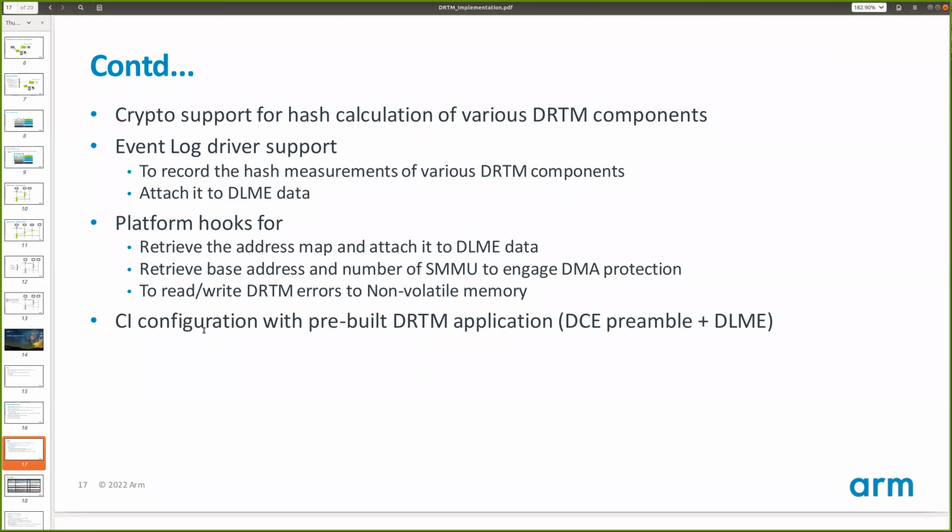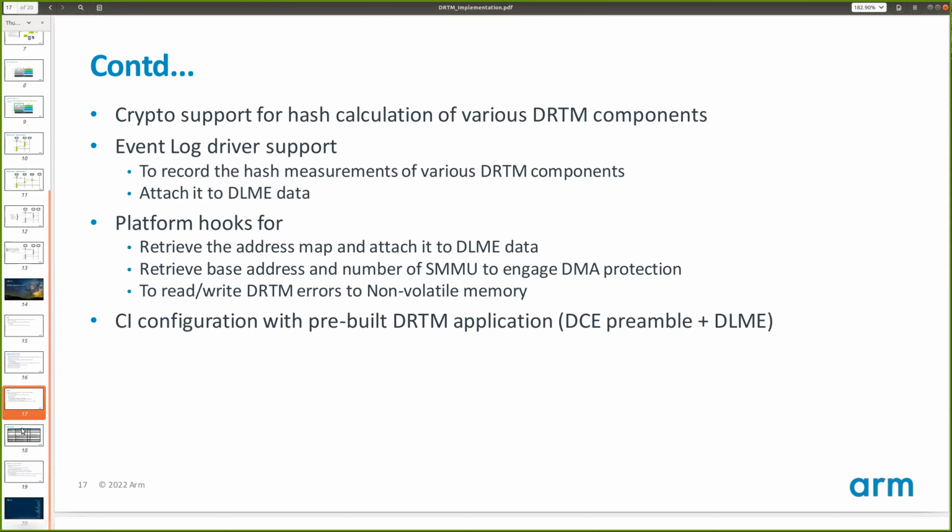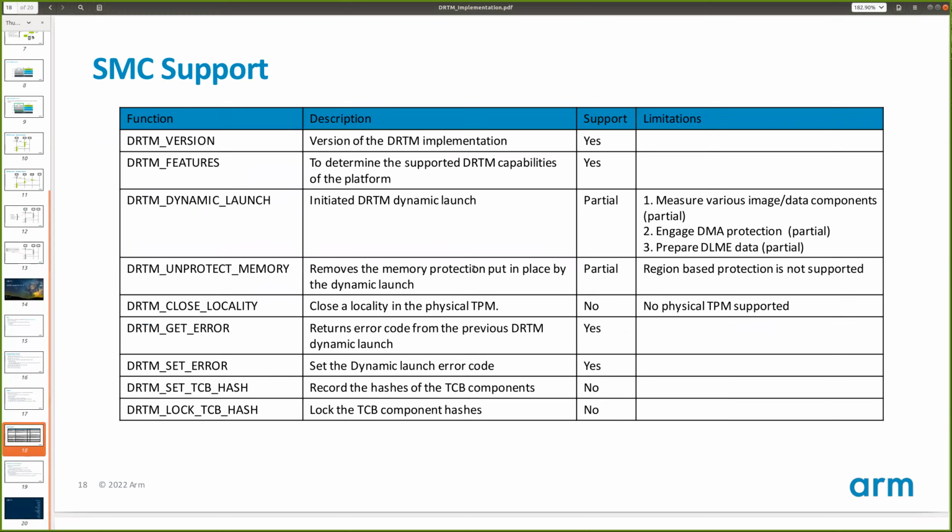And finally, there will be a CI configuration which will be running nightly on TF-A CI, which will use a pre-built DRTM application which contains both the DC preamble and the payload. So on SMC call support.